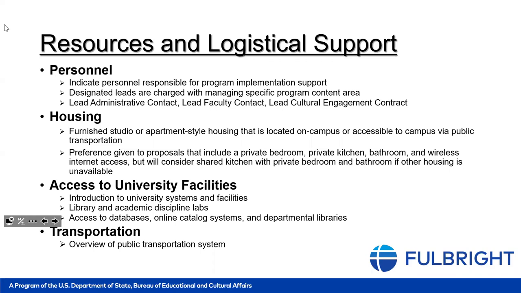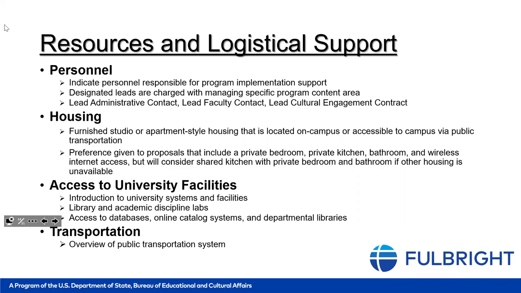Next, we have access to university facilities. It's expected that the junior faculty will have access to institutional facilities such as a lab and the library, as well as access to databases, online catalogs, and departmental libraries. And then finally, transportation. You should include an overview of the system of transportation because we really want to make sure our grantees have some sense of independence, and that they can get around somewhat within the campus community.